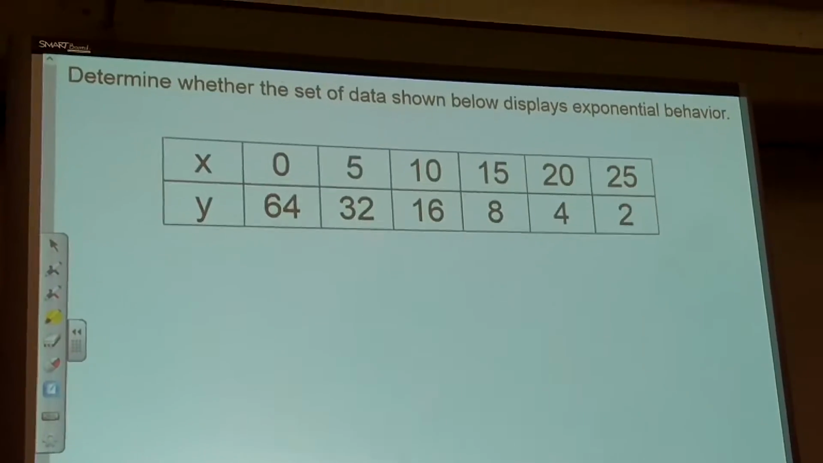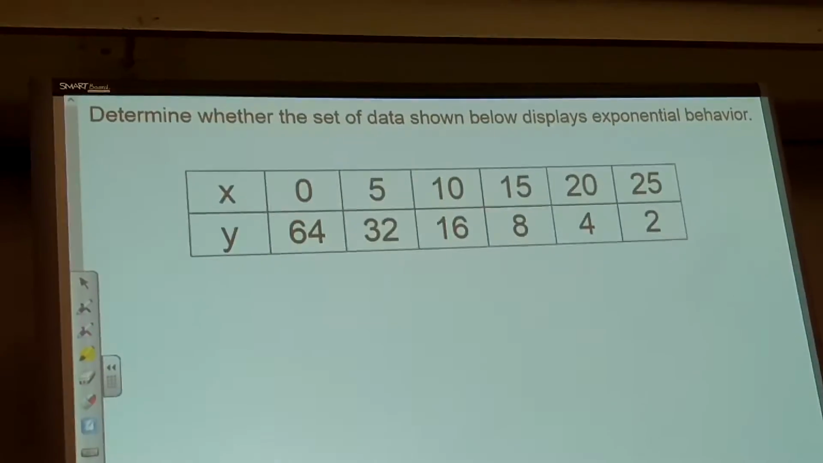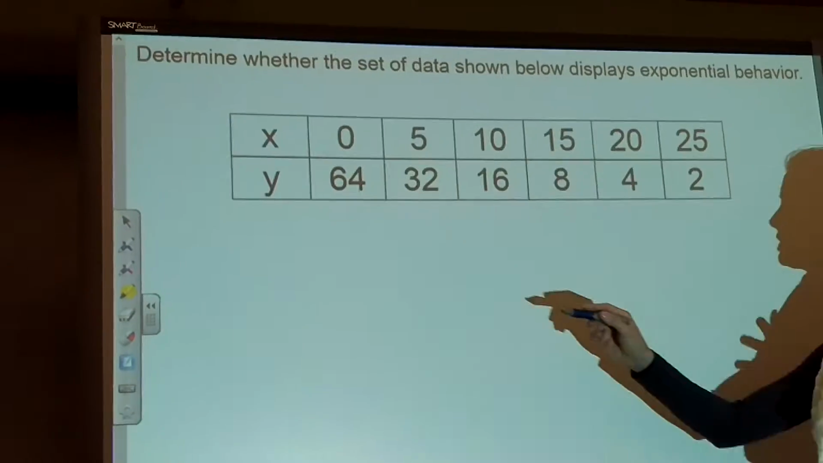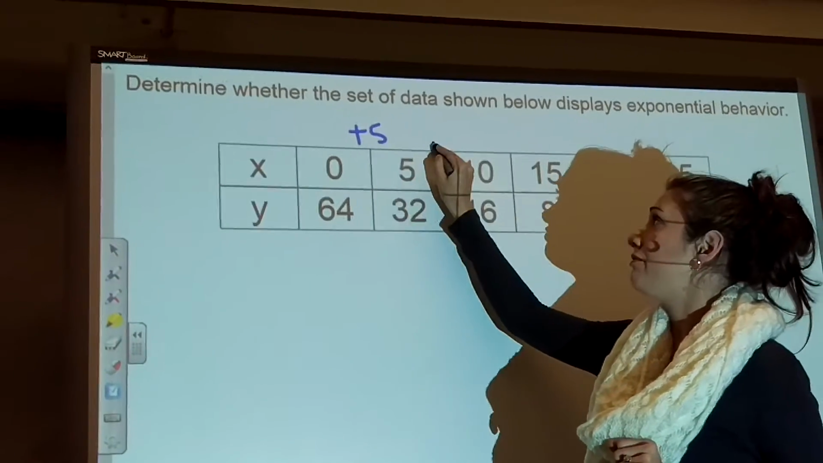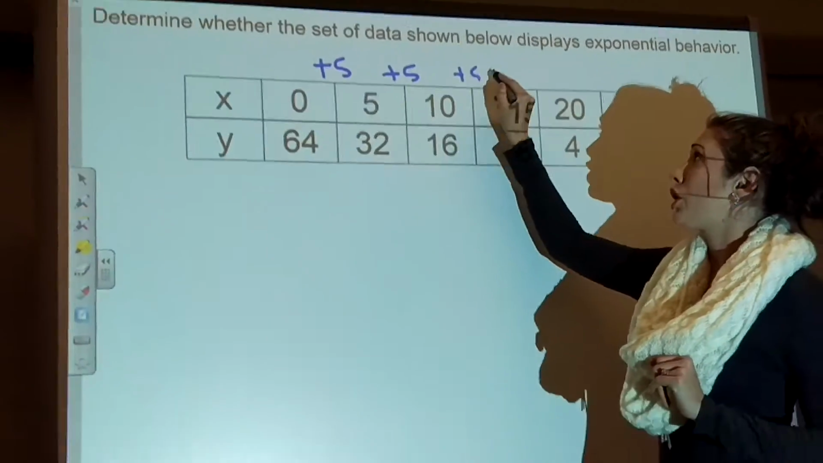It's arithmetic. What do you mean by arithmetic? We keep adding 5. You're adding a constant at the top. Okay, so that's good that you see that. So you add 5 in order to get the next number. Perfect.